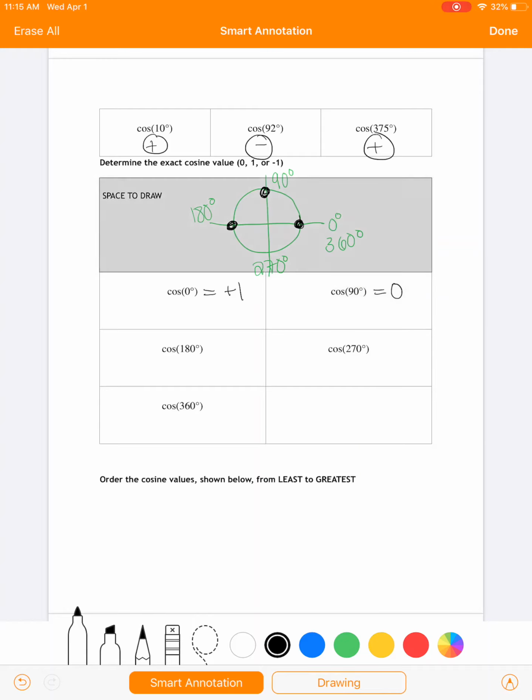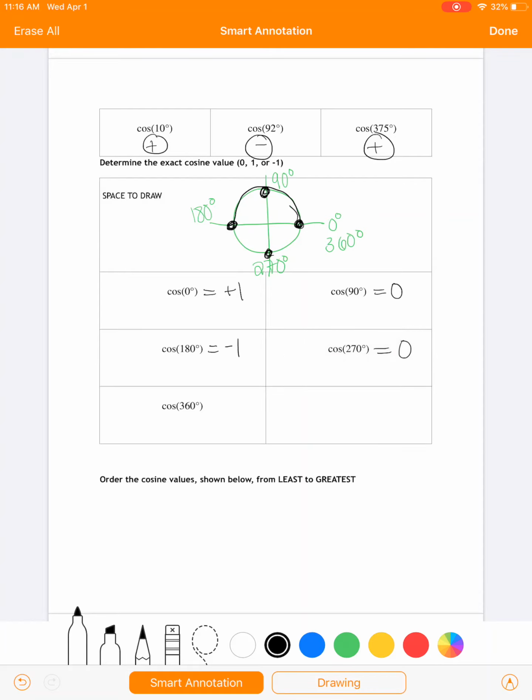180 means I'm as far to the left as I could possibly be. If I was riding this Ferris wheel, there'd be no one to the left of me. So that puts me at -1. It's the lowest cosine value. Cosine of 270, I'm at the bottom, so I'm not on the right or the left. I'm right in the middle again on the y-axis, so that would be 0.